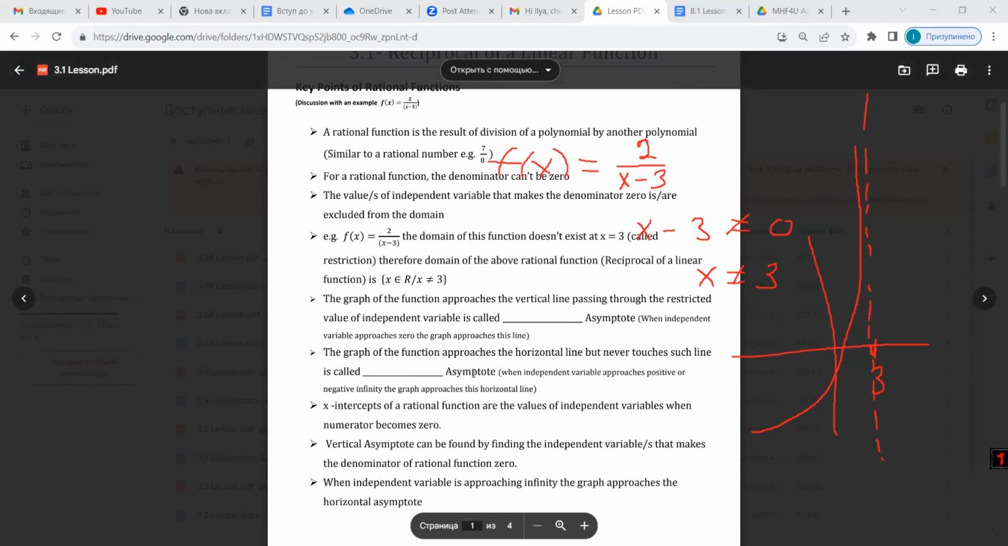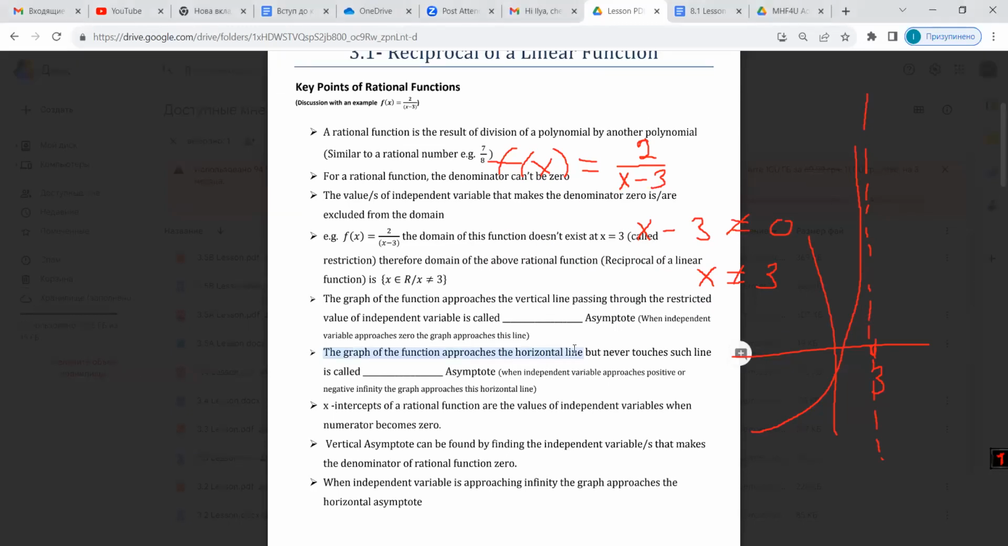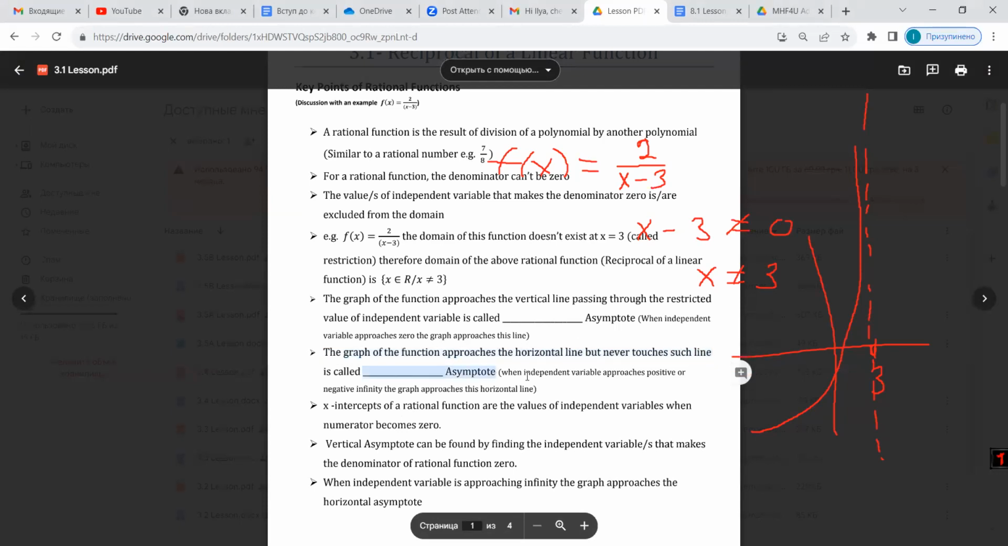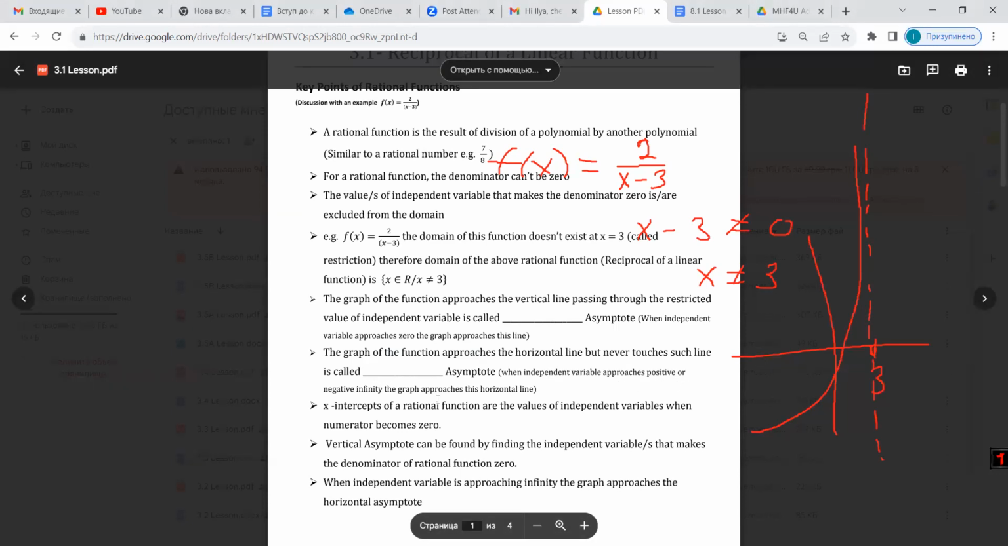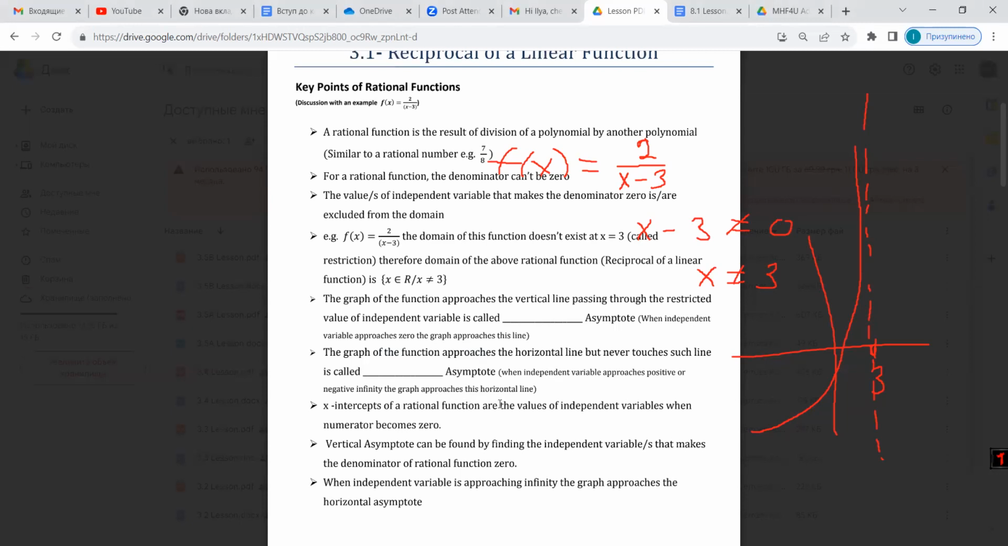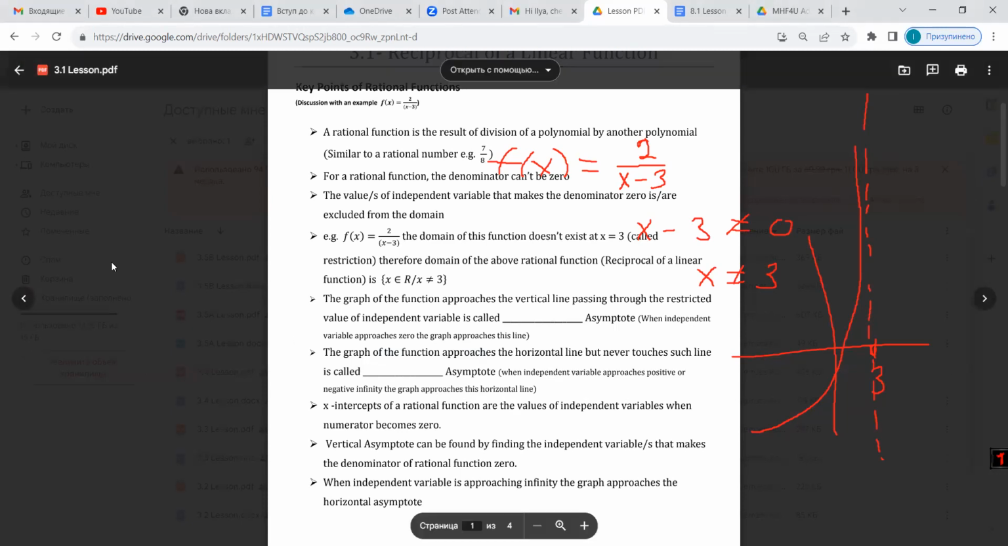So moving on, the graph of the function approaches the horizontal line but never touches it. So this line is called an asymptote, vertical asymptote. Oh, sorry, we're talking about the horizontal line. This happens when the independent variable approaches positive or negative infinity. The graph approaches this horizontal line, basically some stable value. If we look into our example, what would happen if x travels to positive infinity?